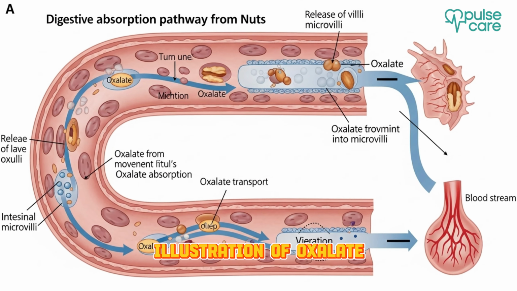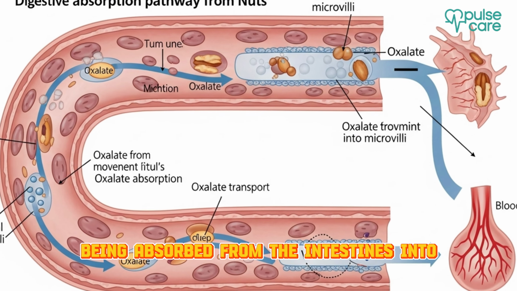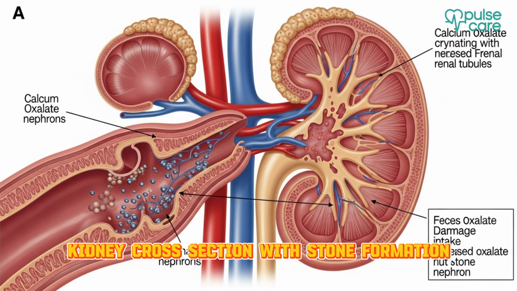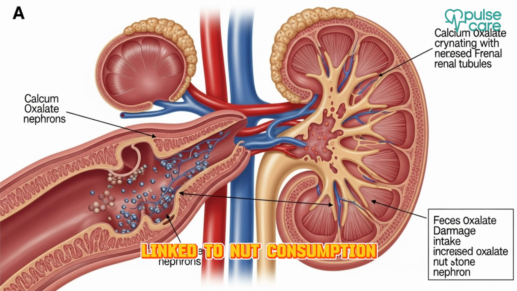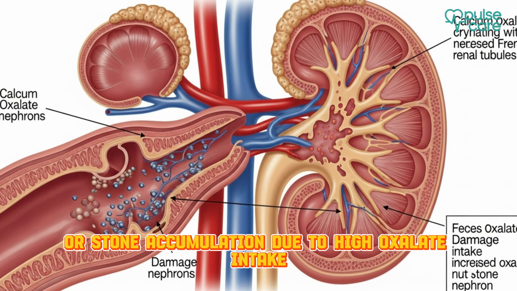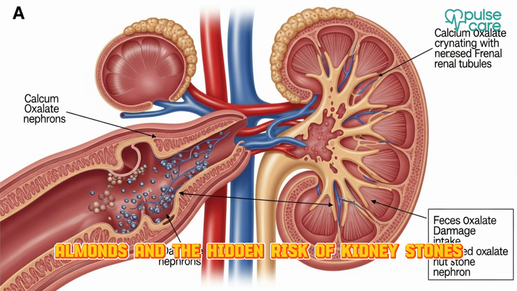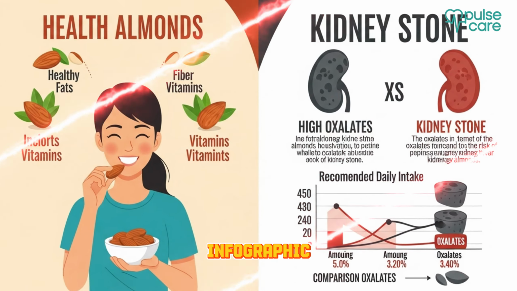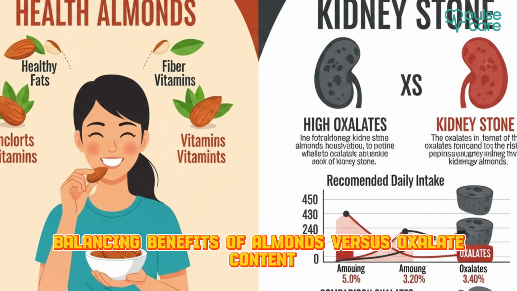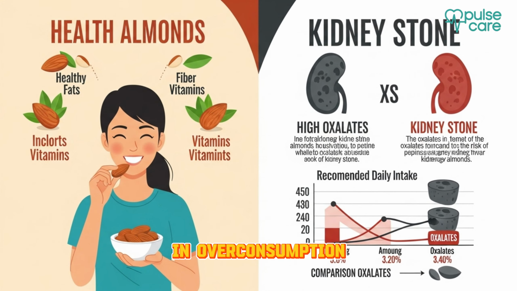Illustration of oxalate being absorbed from the intestines into the bloodstream. Kidney cross-section with stone formation linked to nut consumption diagram, showing nephron damage or stone accumulation due to high oxalate intake. Healthy snack, almonds and the hidden risk of kidney stones. Infographic balancing benefits of almonds versus oxalate content in overconsumption.